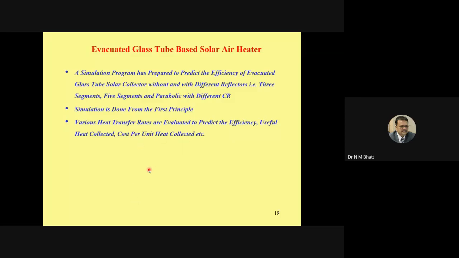It may be possible that with a higher concentration ratio your output is more, but that higher concentration ratio may lead to higher cost. So cost per unit heat collected for a given temperature should be your deciding parameter rather than only efficiency. Because the fact is that as concentration ratio increases, your efficiency will always increase. So you will not get any optimum value if only concentration ratio is kept as your optimization parameter, because as concentration ratio increases, normally your efficiency increases for the same insolation and same fluid outlet temperature.